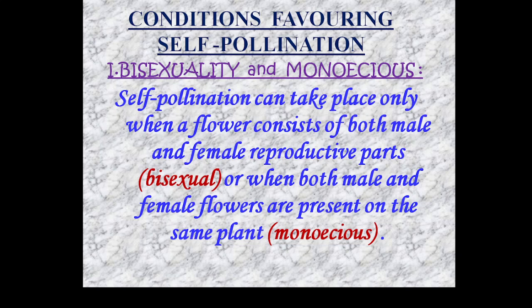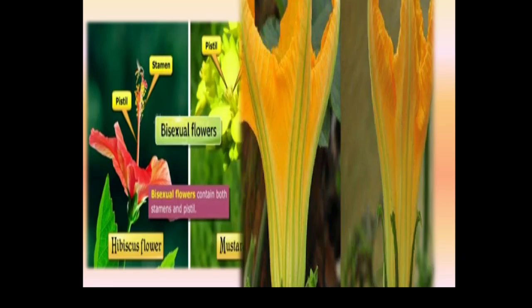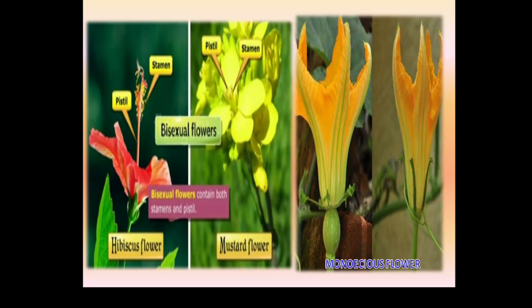Okay, got it? Once more, you can just check it now. So here you can see both things. This is the bisexuality. This is the monoecious. Here is the female. That is the male flower. You can understand it.